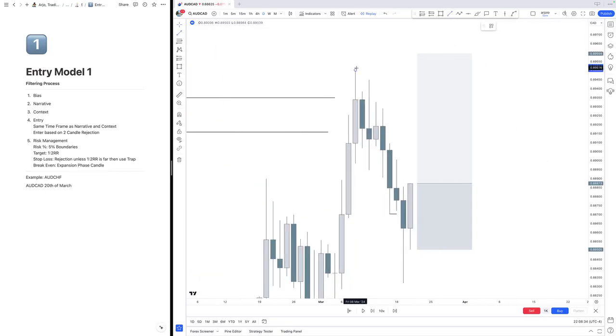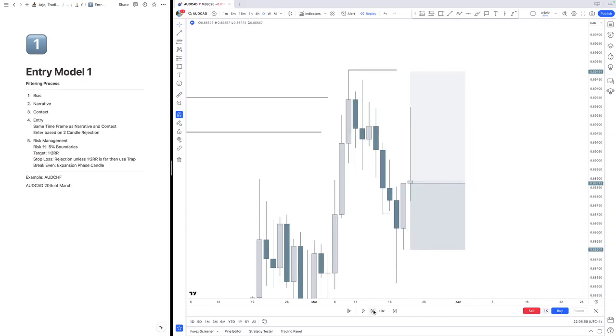If this is our drawn liquidity overall, then we can use a trap analogy right there to place our stop loss below that low that we are actually sweeping. Now, right here, I didn't do that at the beginning, and I actually went break even right there. So we have a long wick right there. And remember, break even, expansion phase candle.